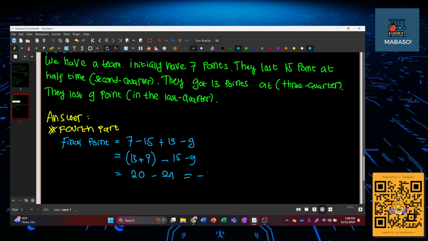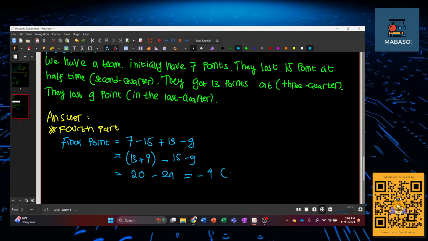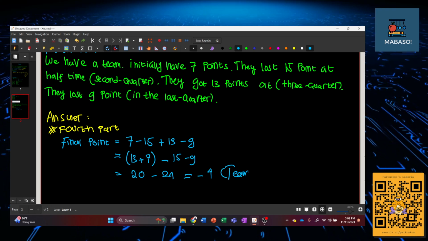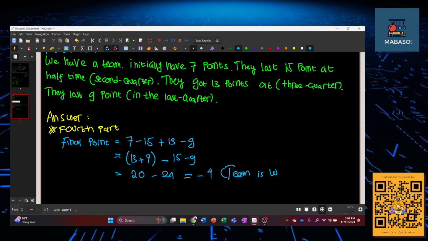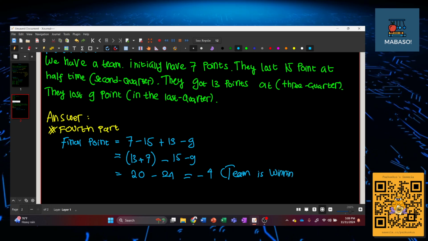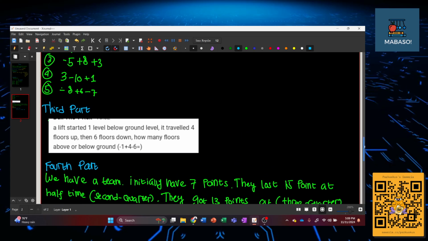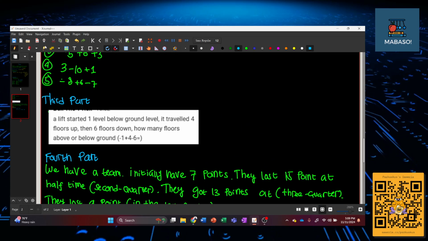Yes, -4. So the team is losing. Now what about the lift?